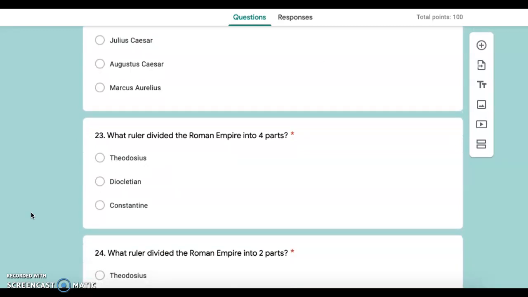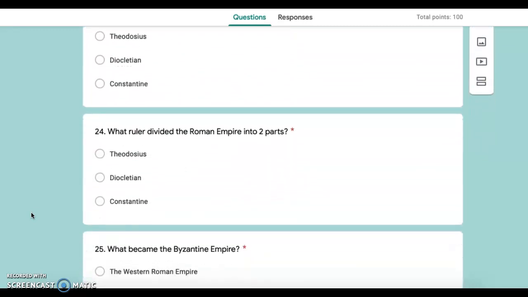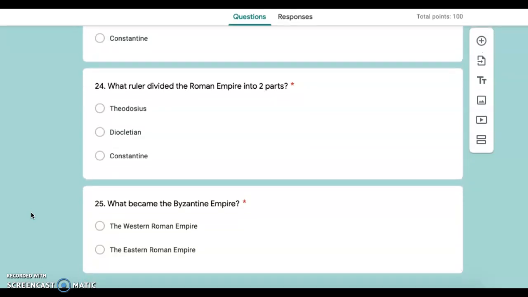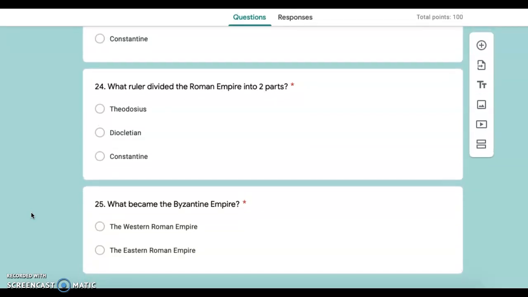23. What ruler divided the Roman Empire into 4 parts? Theodosius, Diocletian, or Constantine? 24. What ruler divided the Roman Empire into 2 parts? Theodosius, Diocletian, or Constantine? And 25. What became the Byzantine Empire? The Western Roman Empire or the Eastern Roman Empire?